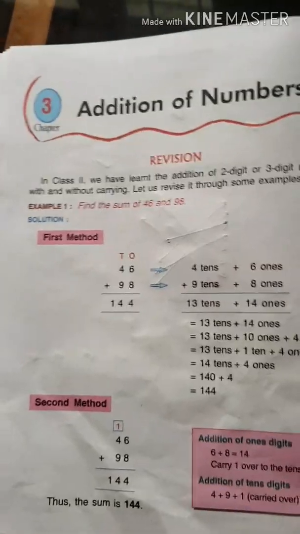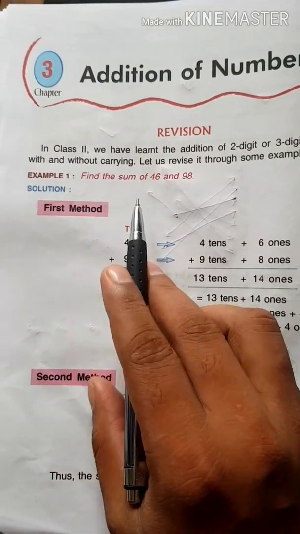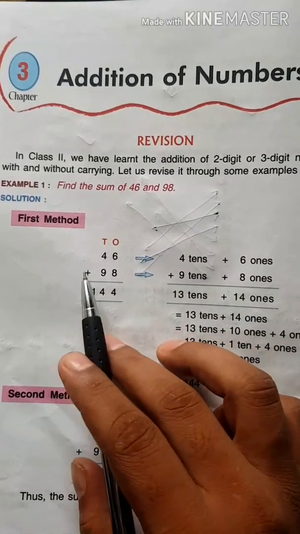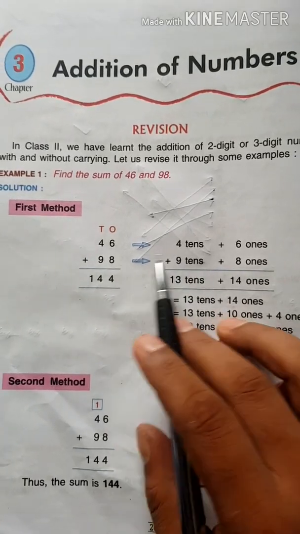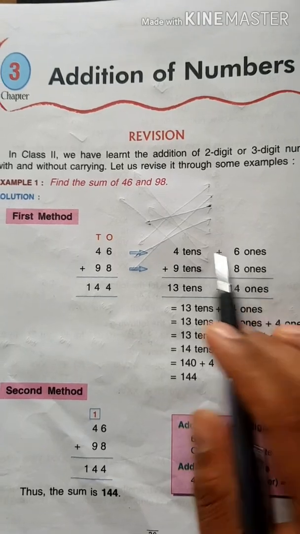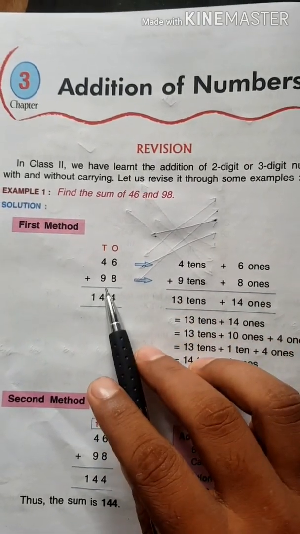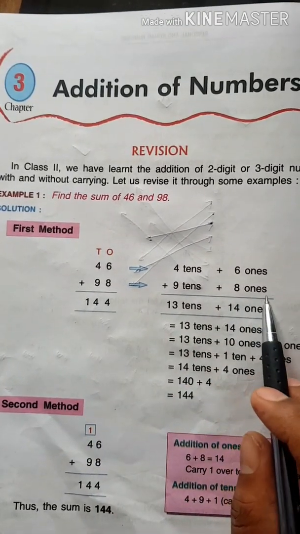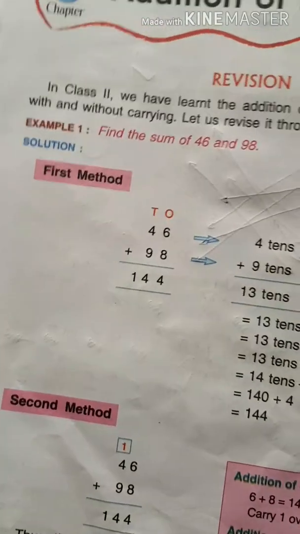Okay students, in your textbook, one example is there. Find the sum of 46 and 98. The first method: they have given 46 plus 98. 4 tens plus 6 ones. Before we studied this, and next one 9 tens plus 8 ones. Okay, let's see Example 1.